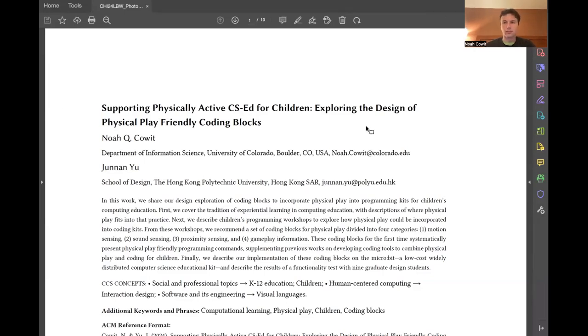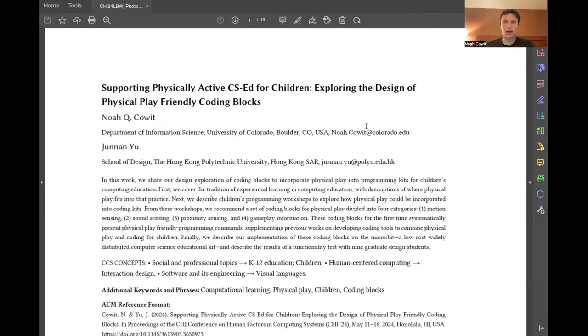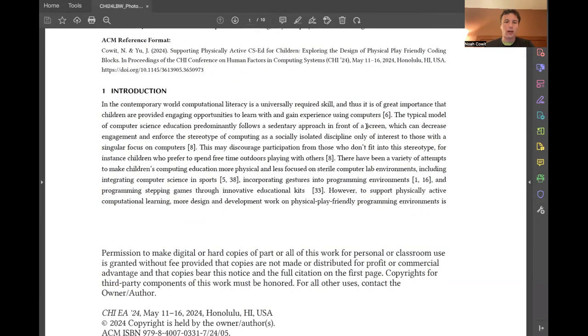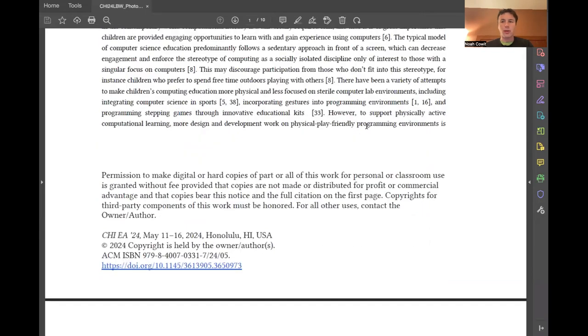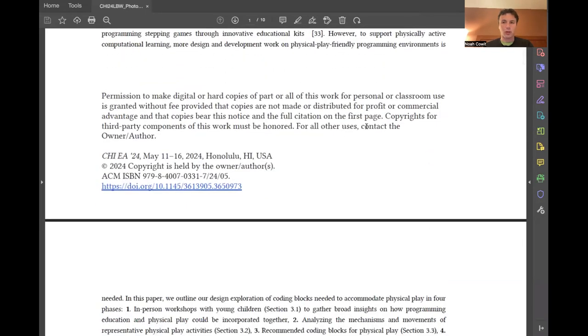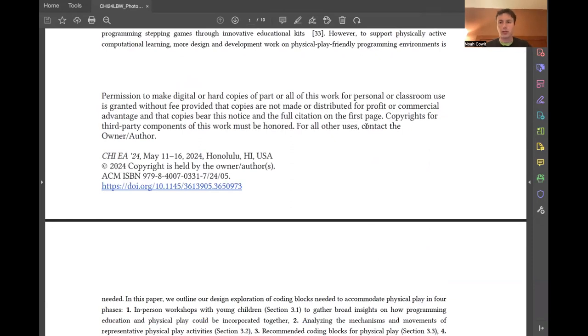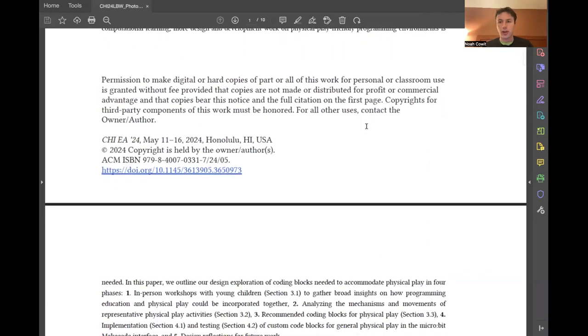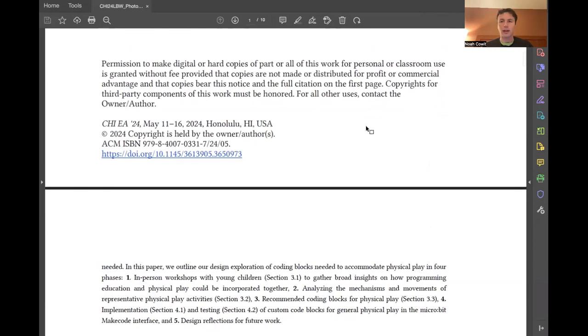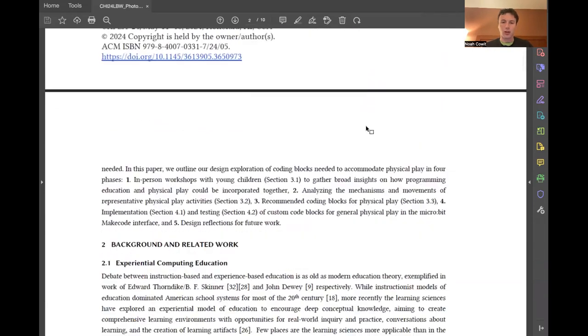So our late-breaking work project is called Supporting Physically Active CS Ed for Children, exploring the design of physical play-friendly coding blocks. During this late-breaking work, we basically designed and implemented programming blocks on the micro:bit MakeCode interface in order to incorporate physical play and embodied learning in computer science education.